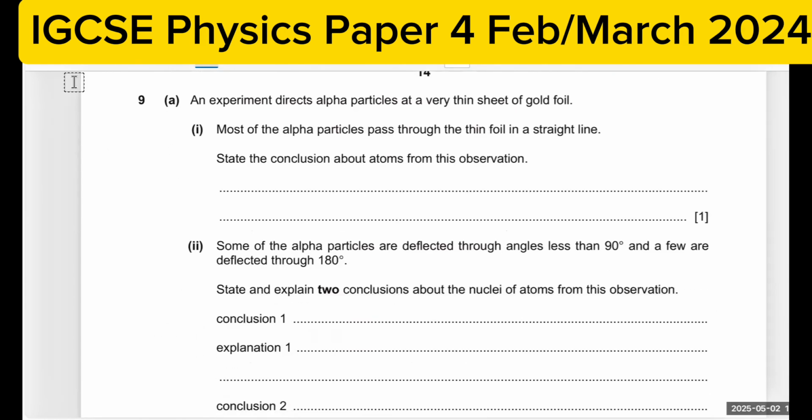Next question. An experiment directed alpha particles at a very thin sheet of gold foil. Most of the alpha particles pass through the thin foil in a straight line. State one conclusion about it. So you can see that, suppose there is gold foil and most alpha particles pass straight through it. A few of them are slightly deflected and very few deflect back, but mostly they pass through the gold foil. So it means the atom is weak, there is more empty space in it. So what you will write? You will write most of the atom is empty.